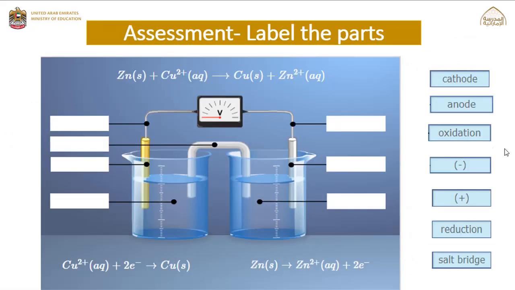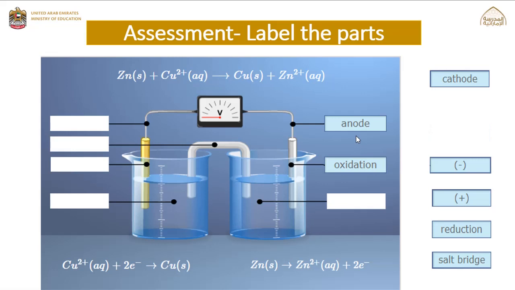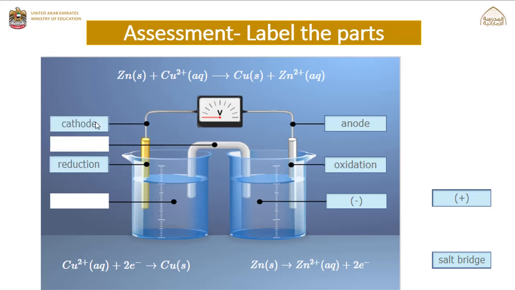Let's do some assessment. Here you can see Zn changes into Zn2 plus plus 2 electrons. So would this be anode or cathode? It's anode. At the anode oxidation takes place and it has got the negative charge. Let's see here. Cu2 plus changes into Cu. It's gaining 2 electrons. So that would be the answer here. It's cathode. Yes, reduction takes place, and it has got positive charge. And there is a connector between them, that is the salt bridge.